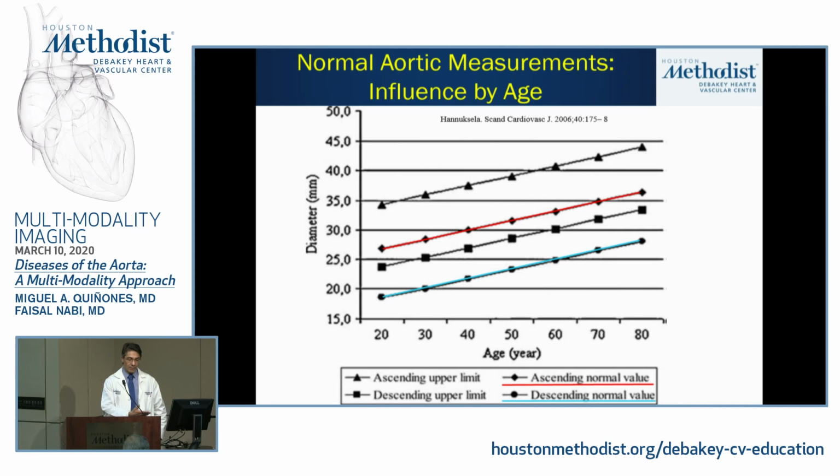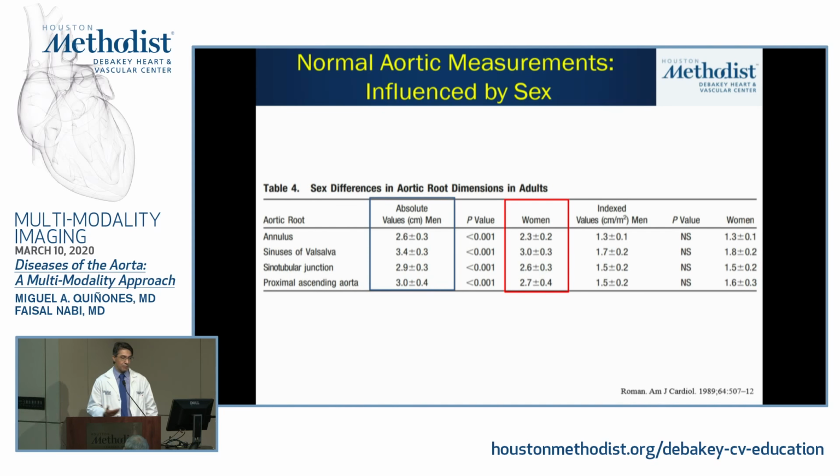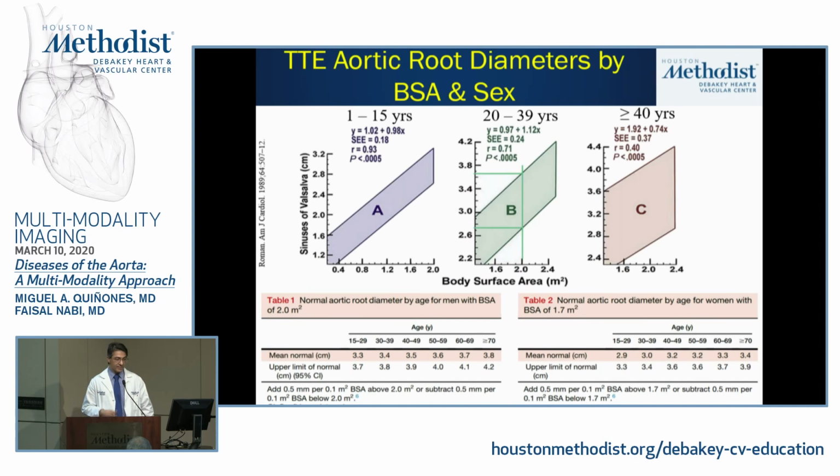This is just an example of a patient as you age. You can see all the different aortic measurements get bigger as we age. Here's just looking at males and females. You can see males in general have slightly bigger aortas at all the different locations compared to females. This is just data Dr. Q will be showing you with echocardiography. They've shown exactly the same things, that aortic sizes vary by BSA and sex.